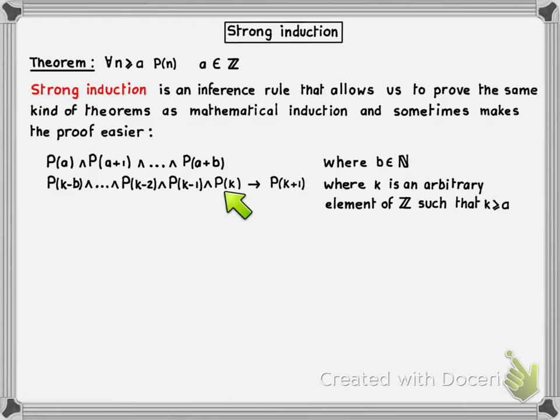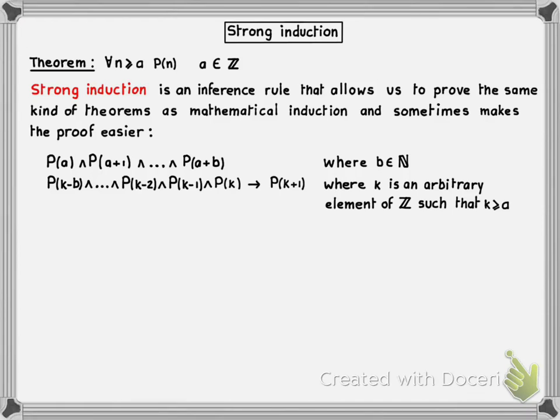If you can prove it with only P of k, then B equals 0, and you're back to mathematical induction. But if it makes the proof easier to assume P of k and P of k minus 1, then you can choose B to be 1. If that's not enough, or it's still too hard, then maybe you can choose B equal to 2. See, you get to choose the value of B, and when you do that, you can change the inductive hypothesis, but you also need to change the first premise of the strong induction inference rule. So that hopefully clarifies the meaning of A and the meaning of B.